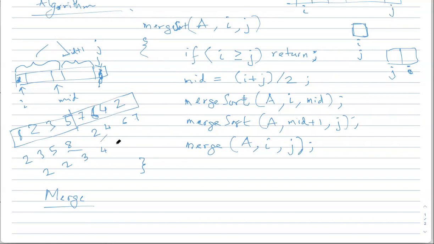That makes sense? Okay. Then wouldn't it be just a small detail? Wouldn't it be merge sort A, I, J, not merge, for the third line? Sorry, I meant below the second merge sort line, wouldn't it be not merge A, comma I, comma J, but merge sort?